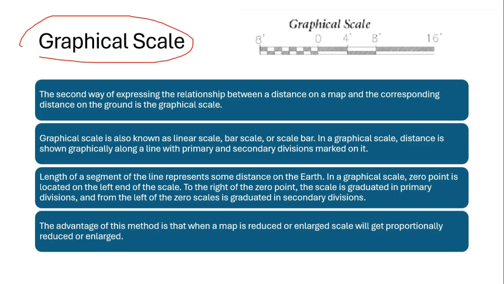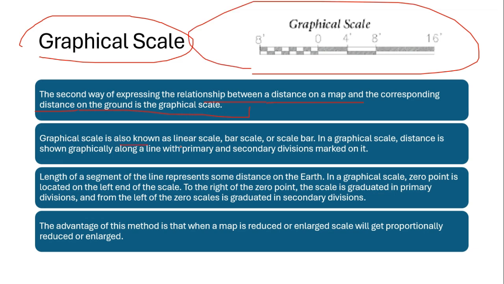Next is the relationship between a distance on a map and the corresponding distance on the ground on the graphic scale. The graphical scale is known as a linear scale, bar scale or scale bar. In a graphical scale, distance is shown graphically along a line, with primary and secondary divisions marked on it. The length of a segment of the line represents some distance on the earth.